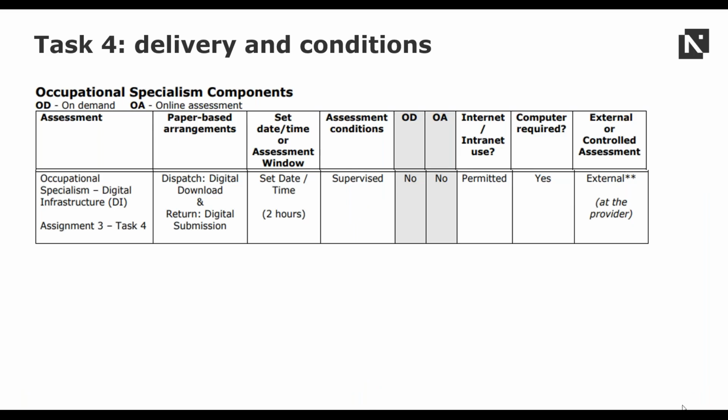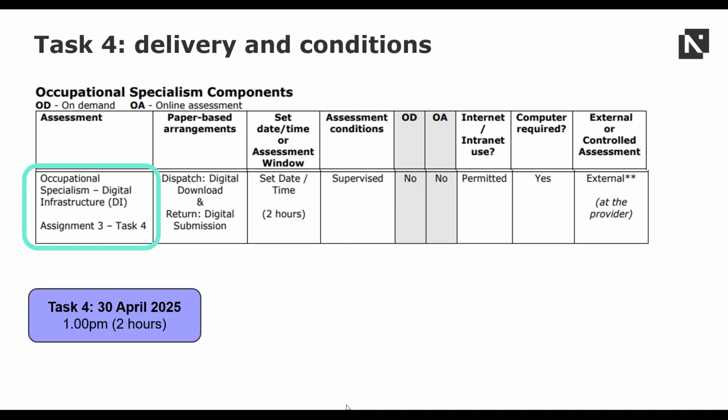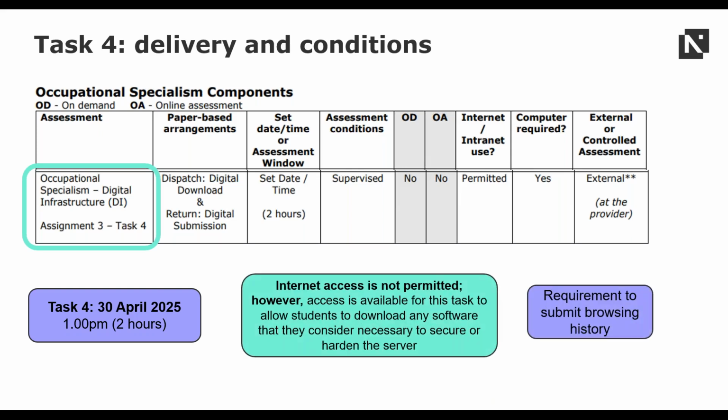Okay, moving on to the fourth and final task for this assignment related to hardening the network. Students have a total of 2 hours to complete this task, again at a set date and time. And the summer 2025 date and time can be seen on the screen now. These do change each year, so just a reminder to check the key date schedule.